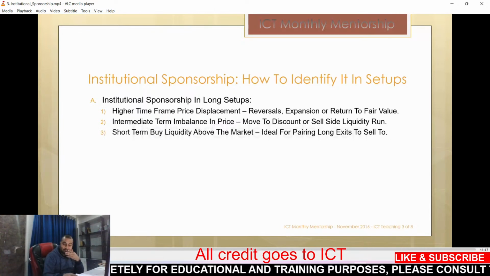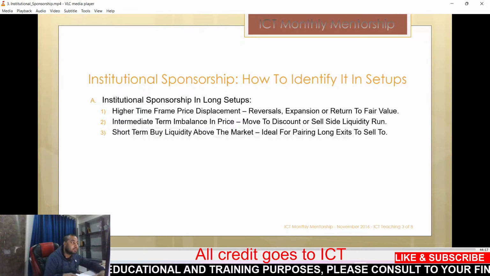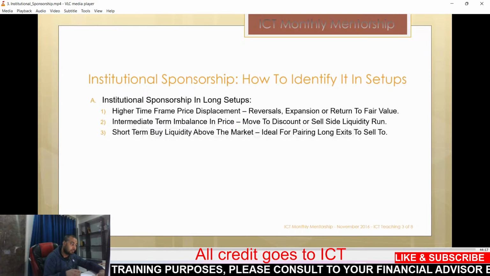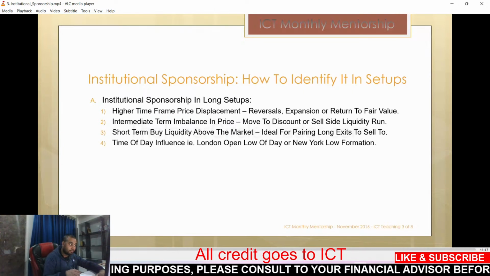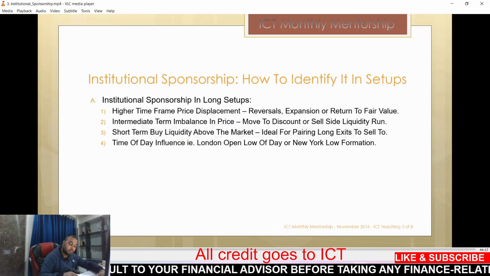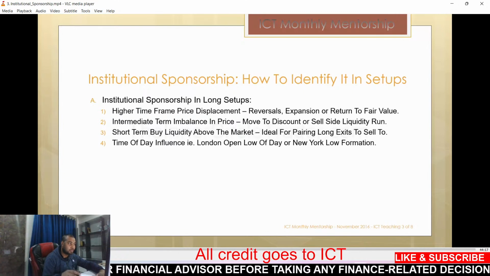Once one of these two occurrences appear in your chart, the next thing you'll be looking for is short-term buy liquidity above the marketplace. Now, this is going to be ideal for pairing long exits to sell to. And obviously, you're going to be looking specifically for a time of day influence, i.e. London Open for the low of the day or a New York session low formation.